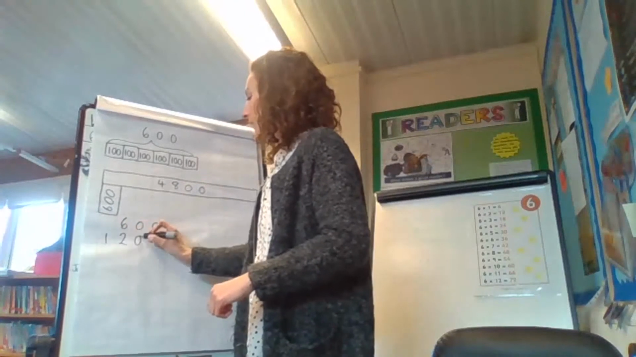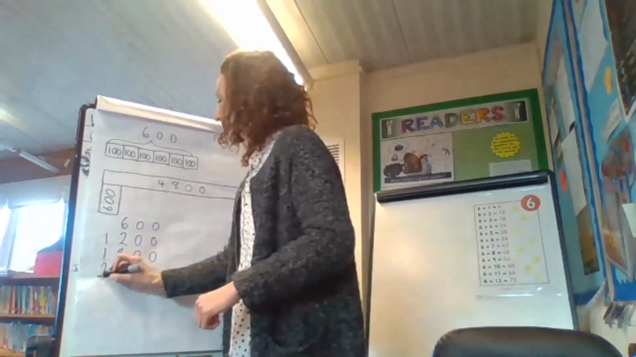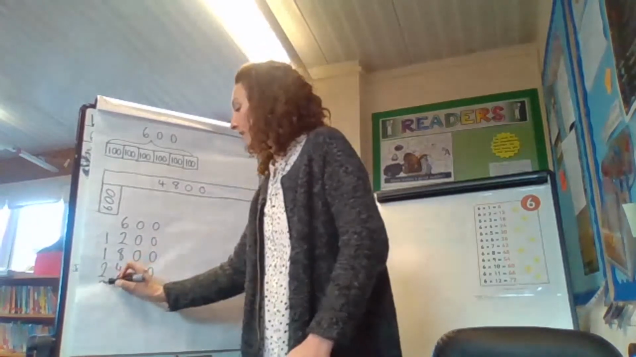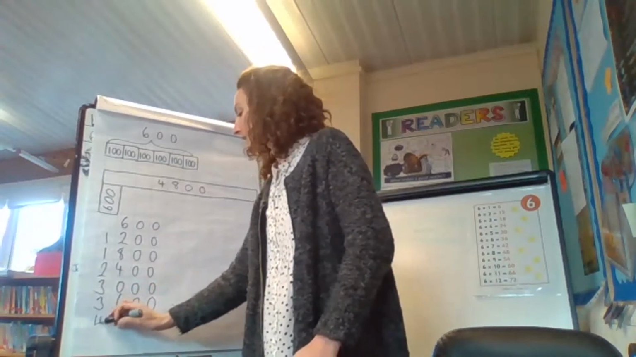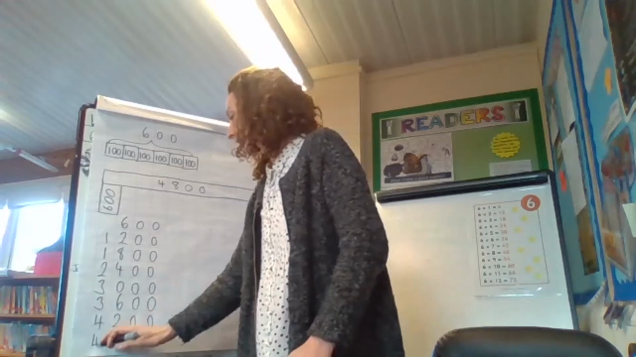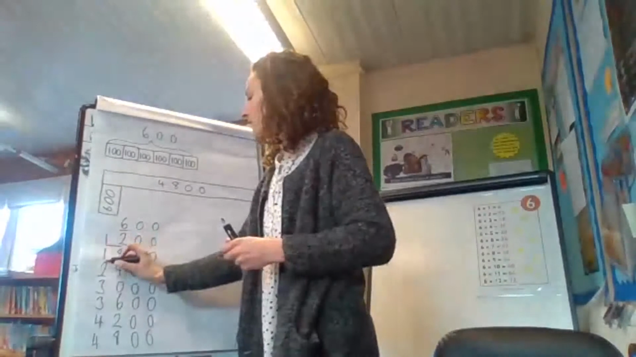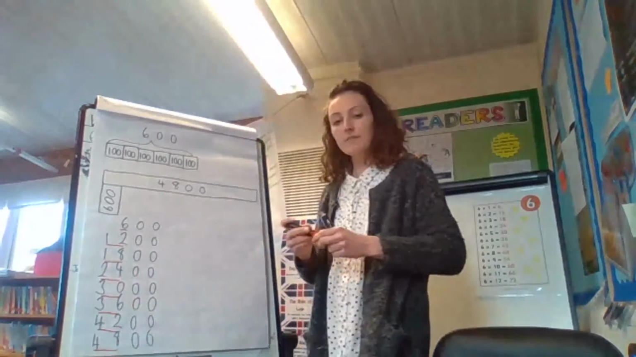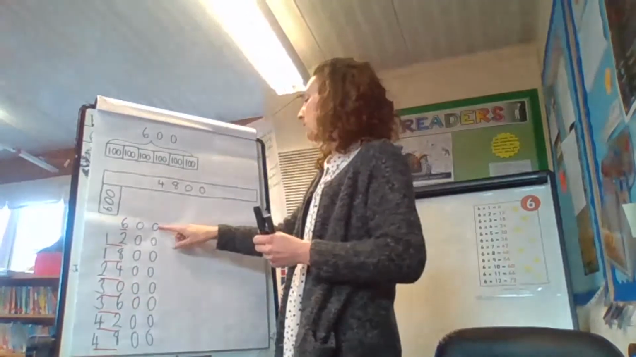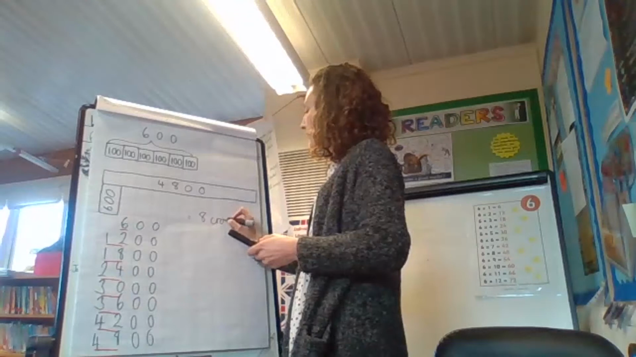600, 1,200, 1,800, 2,400, 3,000, 3,600, 4,200, 4,800. You might have noticed that we have just counted in our 6 times table. 6, 12, 18, 24, 30, 36, 42, 48. So let's count how many crates that is. 1, 2, 3, 4, 5, 6, 7, 8. So that equals 8 crates of nails.